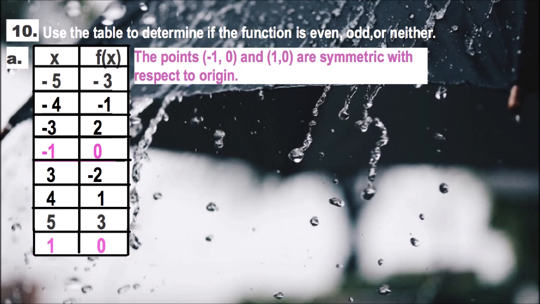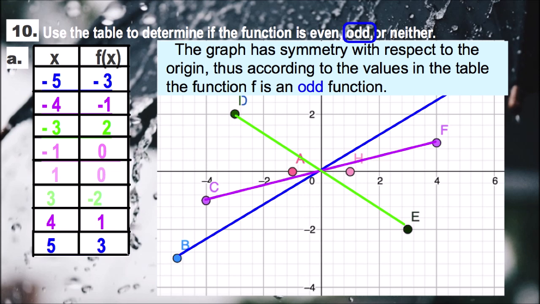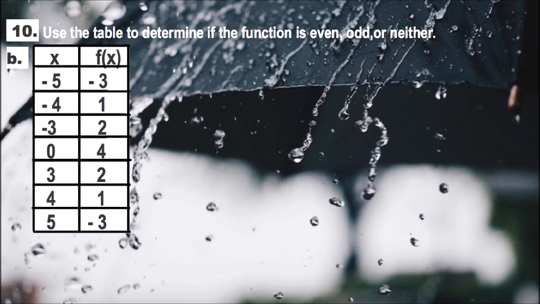The points -1, 0, and 1, 0 are symmetric with respect to the origin. Points A and H on the graph. The graph has symmetry with respect to the origin. Thus, according to the values in the table, the function f is an odd function. B.